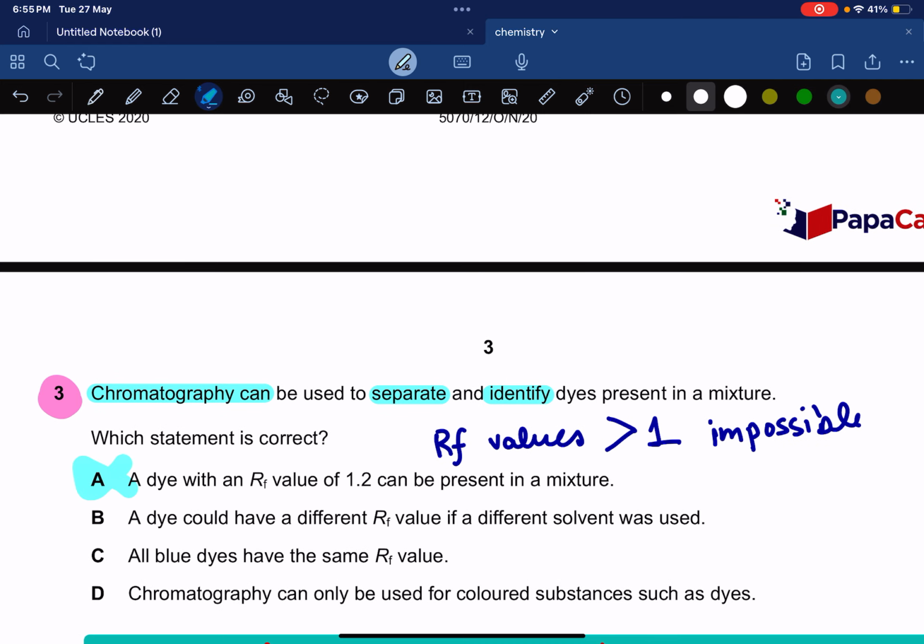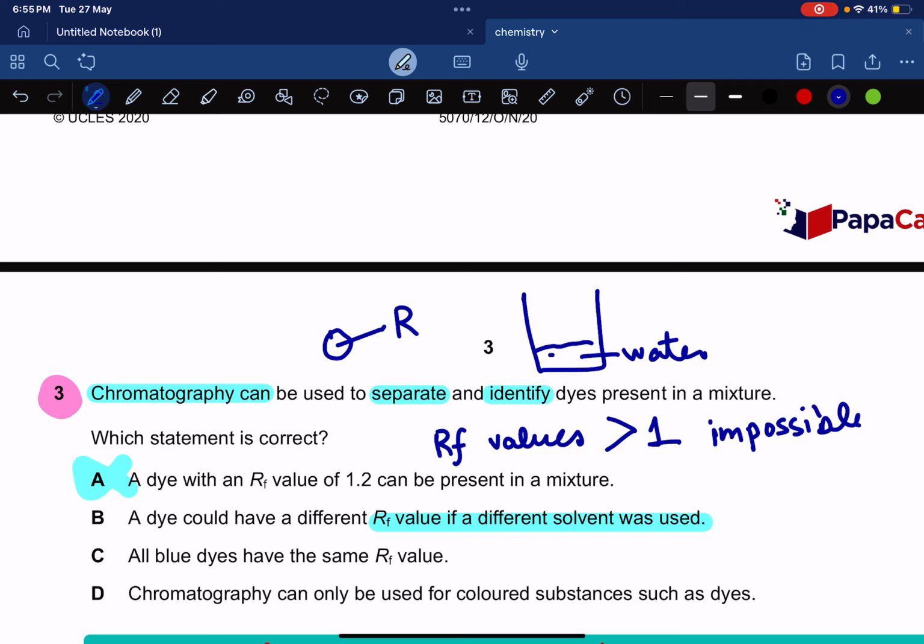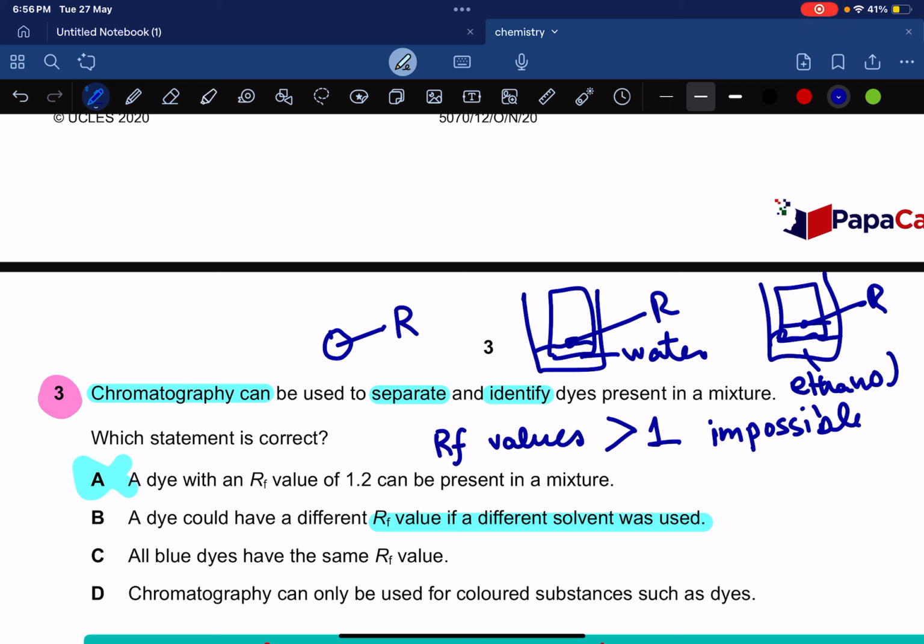Moving on to the next option, which says that a dye could have different RF values if a different solvent was used. That's correct. You should remember that different dyes have different RF values. But for the same dye, for example, I call it dye R, if I do a chromatography of dye R using water, I will get a different RF value. And if I do a chromatography of dye R using alcohol or ethanol, I'm going to get a different RF value. So if I change my solvent, my RF value is going to change.